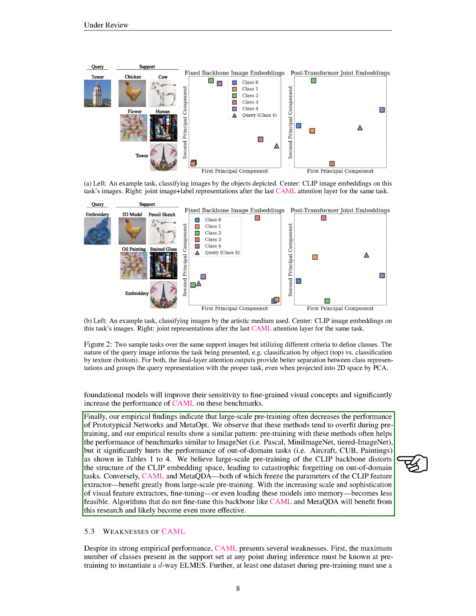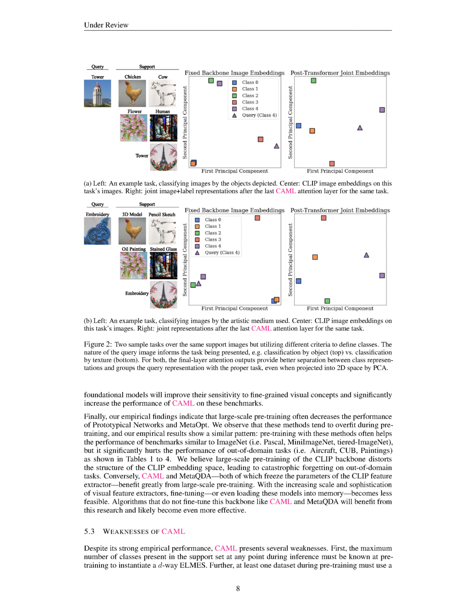Finally, we found that large-scale pre-training often decreases the performance of prototypical networks and MetaOpt, likely due to overfitting. On the other hand, CAML and MetaQDA, which freeze the parameters of the feature extractor during pre-training, greatly benefit from this process. As visual feature extractors become more complex, fine-tuning or even loading these models into memory becomes less feasible. Therefore, models like CAML and MetaQDA, which don't fine-tune the feature extractor, will likely become even more effective.